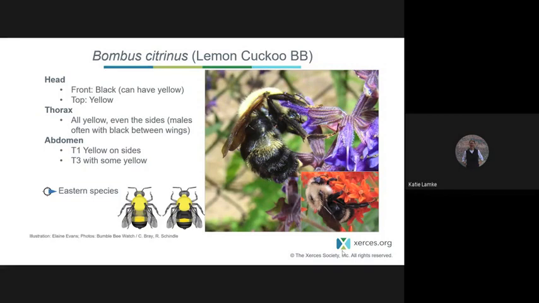So first looking at Bombus citrinus, or the lemon cuckoo bee, the front of the face of this bee is black, but it can have some yellow mixed in. The top of the head is yellow. The thorax is entirely yellow, even on the sides. And then T1 has some yellow on the side, which you can see in the big photo here. There's a small patch of yellow on that first tergite. And then T3 also has some degree of yellow on it. If you collect this bee, it'll likely be out in the eastern part of the state.